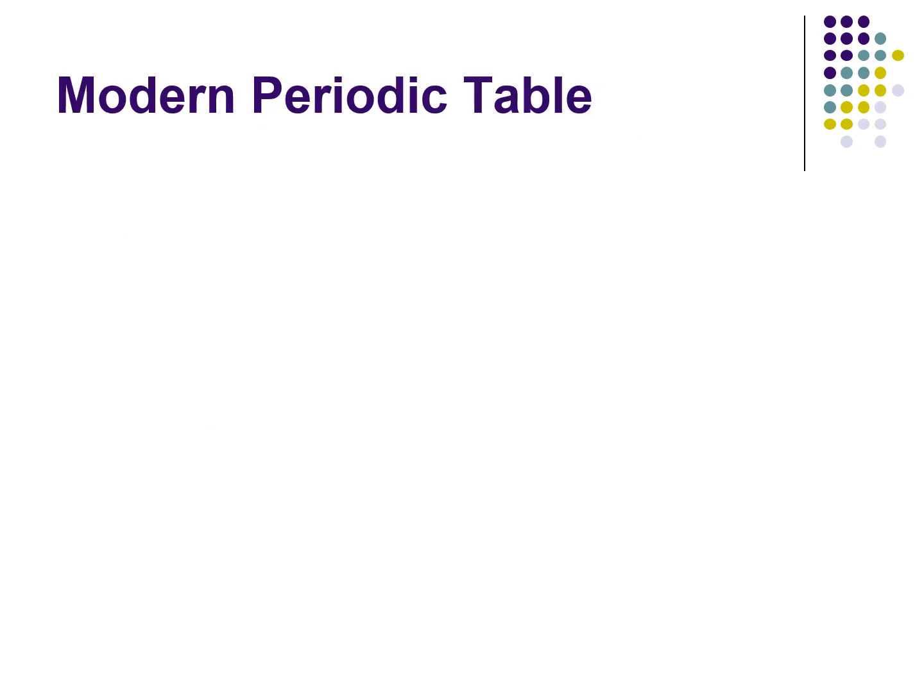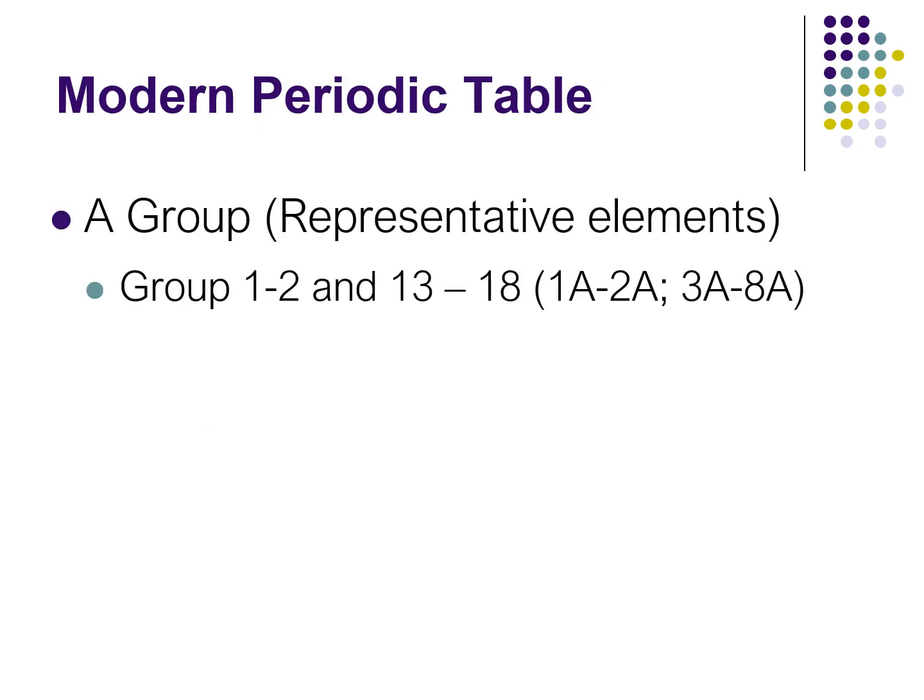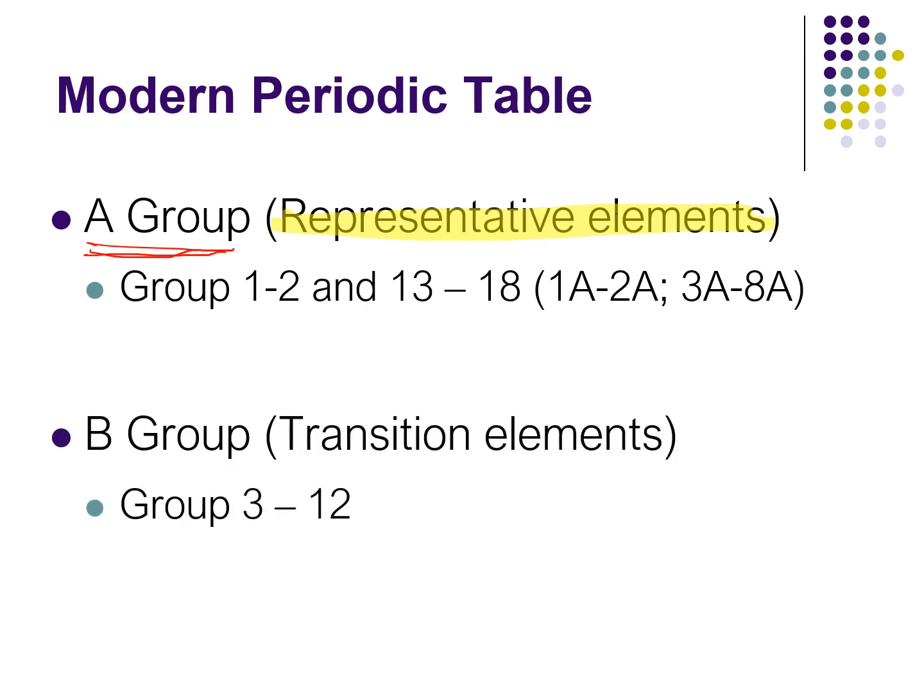Now, let's continue. As I mentioned a while ago, yung ating modern periodic table, nahati po siya sa dalawang group. Yung group A, which is also called the representative elements. Mamaya ipapakita natin kung nasan yung mga yan. And then we have the B group, yung tinatawag nating transition elements. We will start our discussion with the A group or the representative elements.